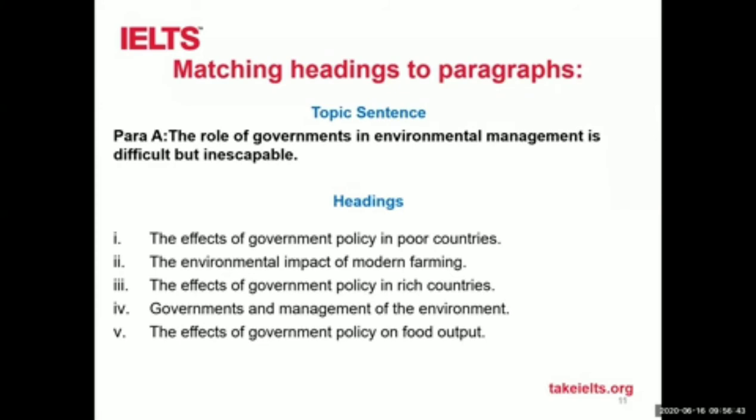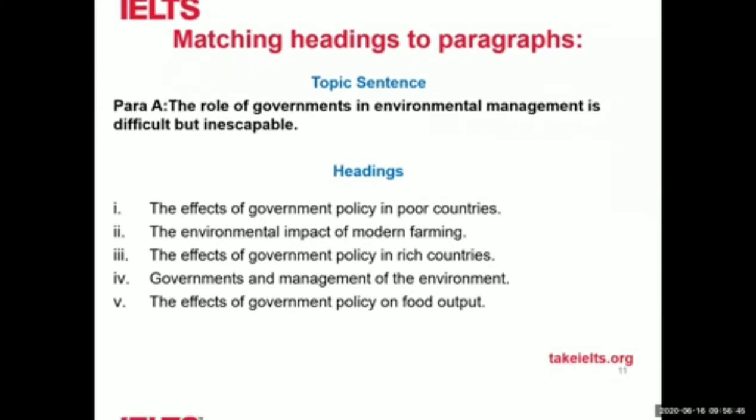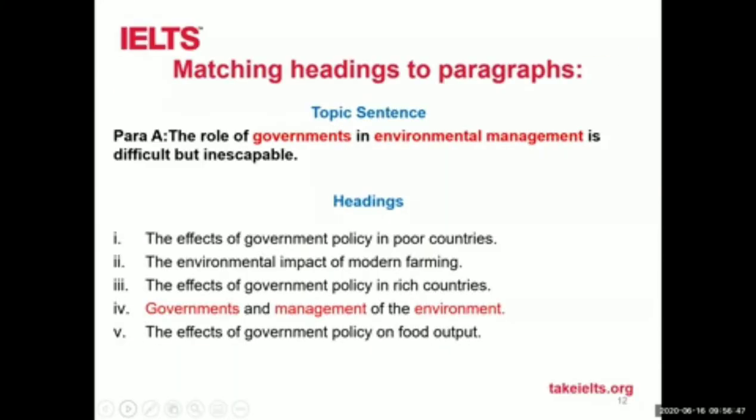Let's move on. Excellent, here we see the key words, government's and environmental management in the topic sentence. And you get a direct match between government's management of the environment in heading number 4. Good, excellent. Many of you got that answer right. In fact, I think most of you did. Unfortunately, it's not always going to be the case that there's a direct match. As I said earlier, you're going to need to look for close synonyms, as you'll see in the next example.